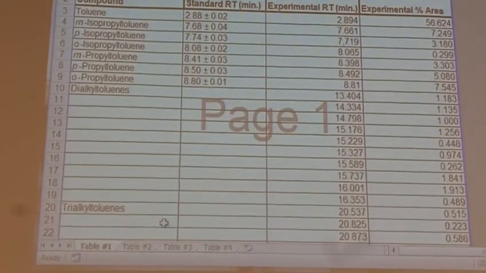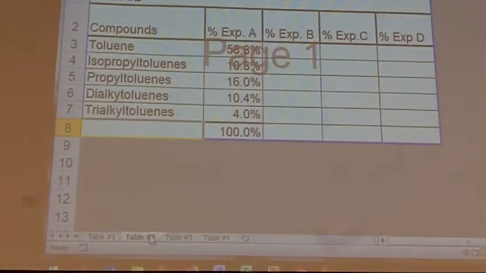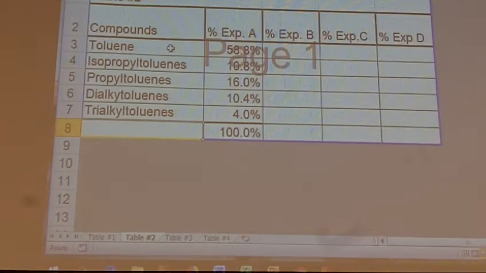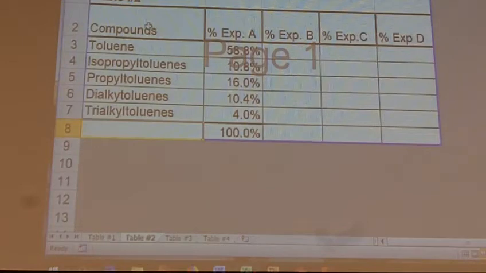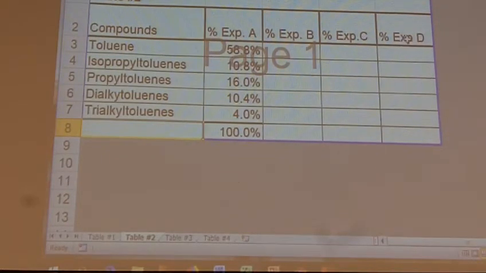Now then, table 2, now you're going to start looking at the entire group's data. And so what you have to do with table 2 is look at only things that have to do with either toluene, isopropyl toluenes, propyl toluenes, dialkyl toluenes, or trialkyl toluenes. And for table 2, 3, and 4, you'll have a similar setup. So you're going to list what compounds you're looking at, what is the percent for experiment A, for experiment B conditions, C conditions, D conditions. So these are the A, B, C, and D conditions, all right?